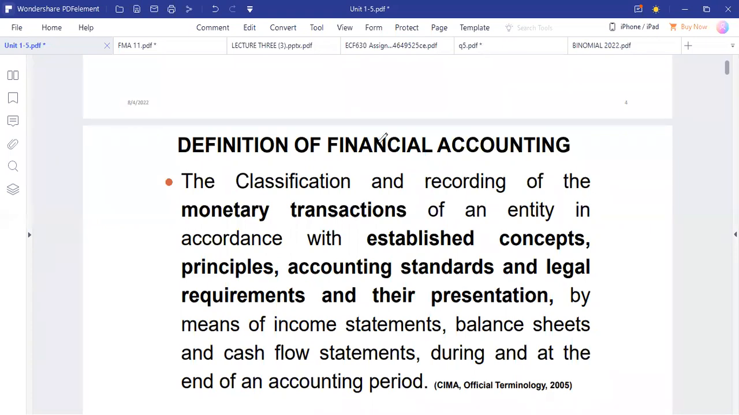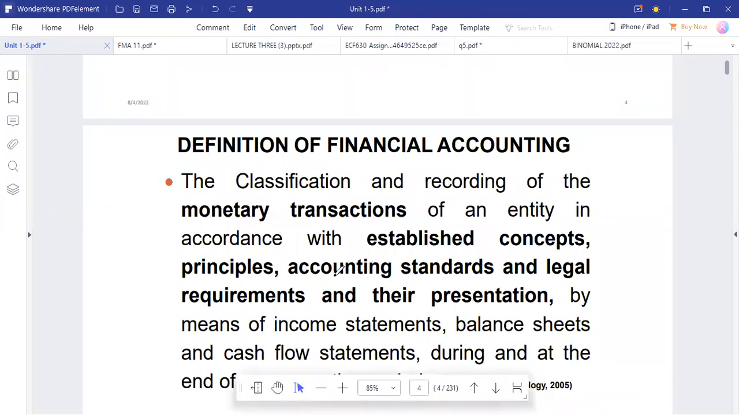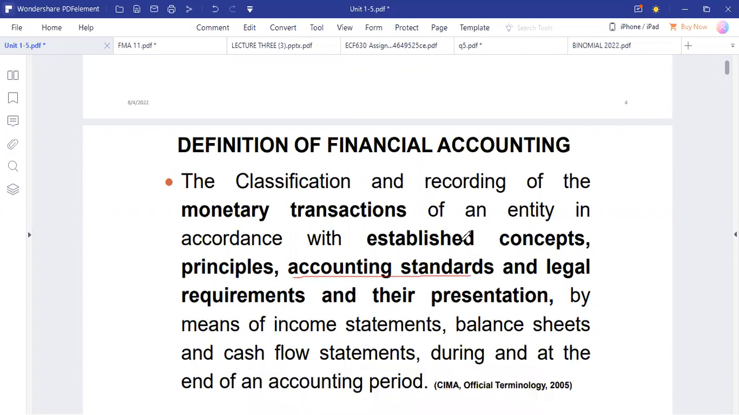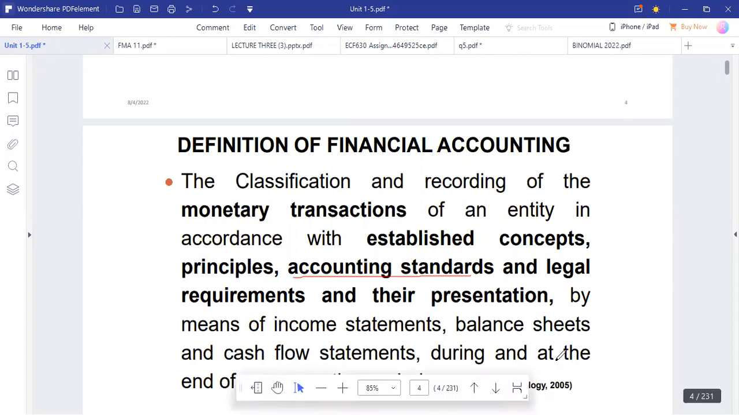So financial accounting, unlike management accounting, follows accounting standards and principles that are laid down. So we have accounting standard 1, 2, we have prescribed standards that a financial accountant must follow. Unlike management accounting, this one has standards that are stipulated.